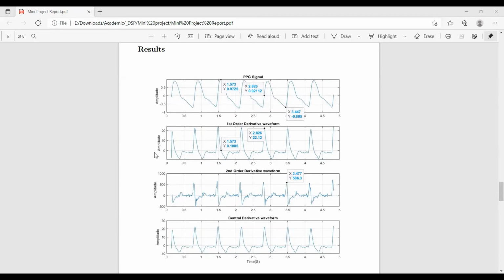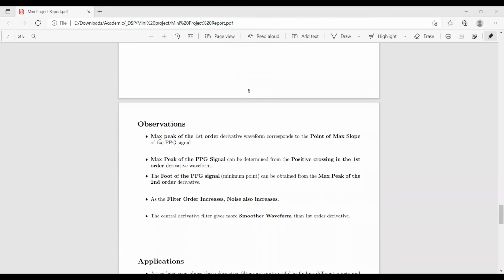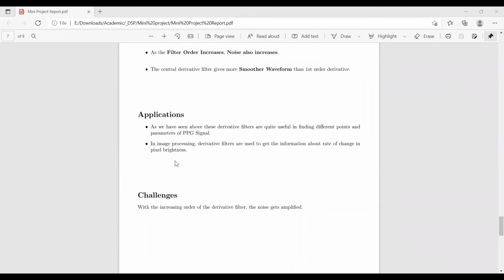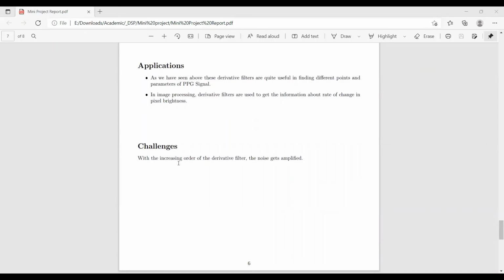One more observation: if we compare the first order derivative waveform and the central derivative waveform, then we can see that in the central derivative we have smoothed out the noise. And one more trend we can see here is that as the order of the filter increases, the noise also gets amplified. These observations are listed here, and I have listed two applications of these derivative filters. One we have just looked at is the PPG signal, to get different points and parameters of the PPG signal from derivative filters. One more application is in image processing, where with the help of these derivative filters we can get information about the rate of change in pixel brightness. And as a challenge, one challenge we can see in these derivative filters is that as the order of the filter increases, the noise also gets amplified.